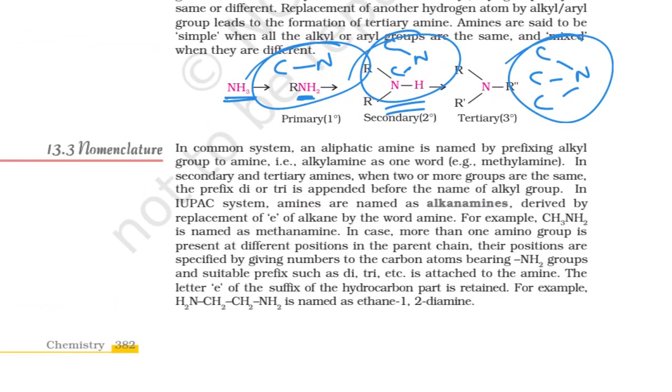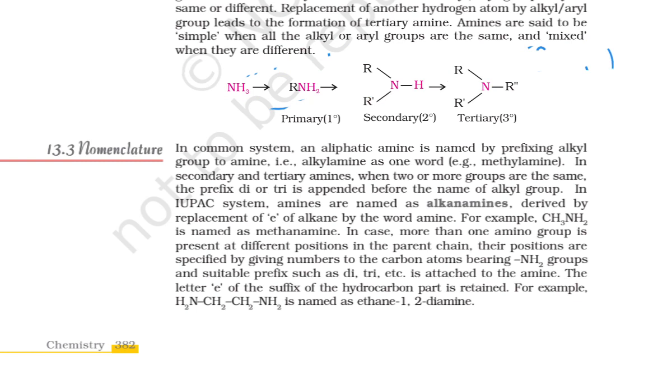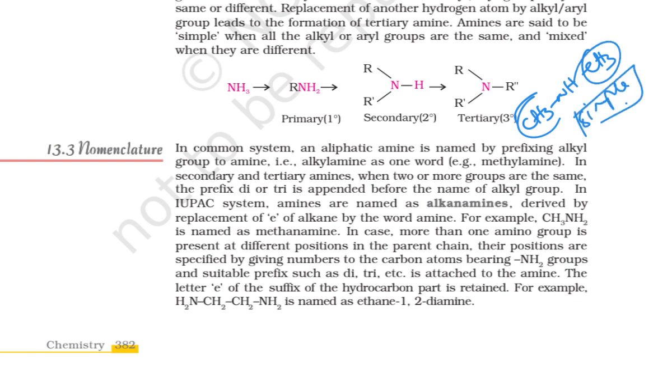Common name system. One more thing I want to explain here. Let's take the example of an amine which has the same alkyl groups, like CH3NHCH3. It has the same alkyl groups. It is a simple amine. But in case your amine has two different alkyl groups, this is going to be your mixed amine.